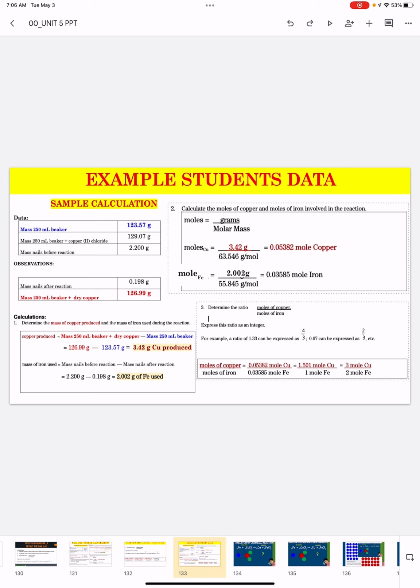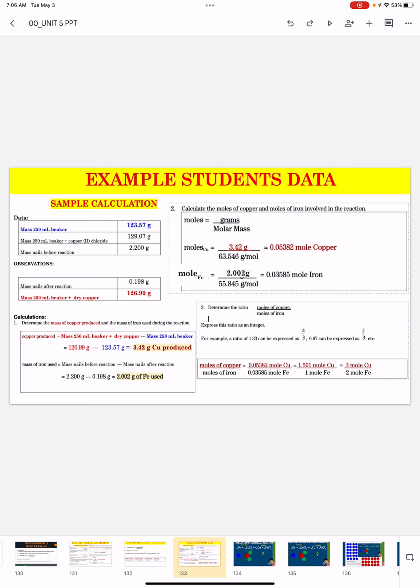Then, if you want to figure out the mass of the iron nails, this student took the mass of the nails after and subtracted it from the mass of the nails before. So the before mass was 2.200 and the after mass was 0.198 grams, and so they had 2.0029 grams of the iron nails that reacted.